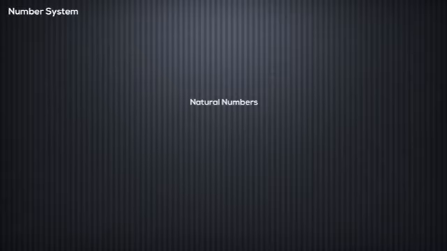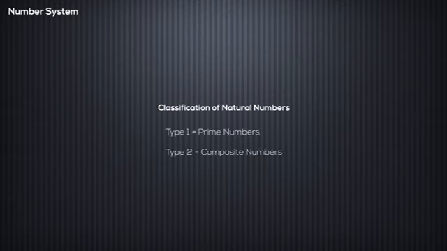Natural numbers. All positive integers are natural numbers. Example: 1, 2, 3, 4, 8 and so on. There are infinite natural numbers and number 1 is the least natural number. Classification of natural numbers. Based on divisibility, there would be two types of natural numbers. They are prime and composite.